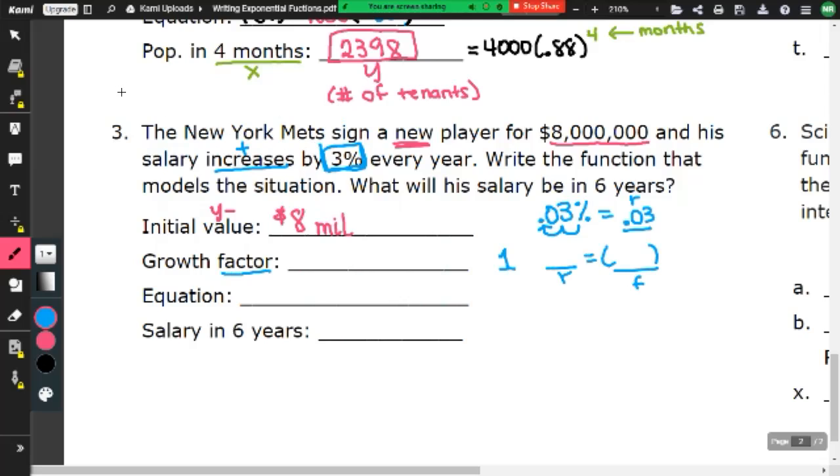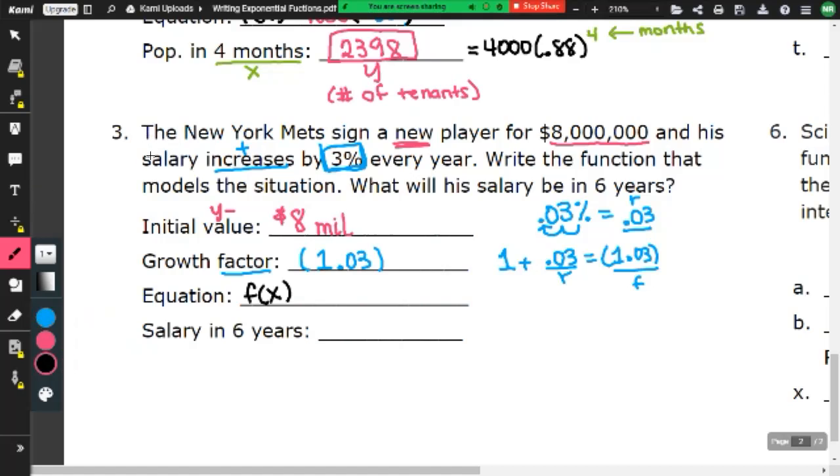If he's increasing, we're adding the rate. What is that number? 0.03. So 1 plus 0.03 is 1.03. Sometimes it's easy, sometimes it's not. 1.03. Questions on where we got this number? Okay. Now it's time to put it into the equation.